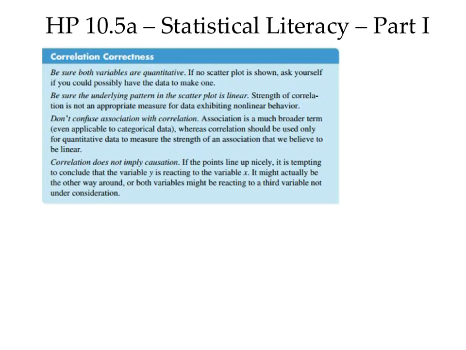Make sure that the underlying pattern in the scatter plot is linear. Strength of correlation is not an appropriate measure for data exhibiting nonlinear behavior, like in the quadratic example we just saw. Also, don't confuse association with correlation. Association is a much broader term. You can even apply it to categorical data, whereas correlation should only be used for quantitative data to measure the strength of an association we believe to be linear, no other mathematical model.